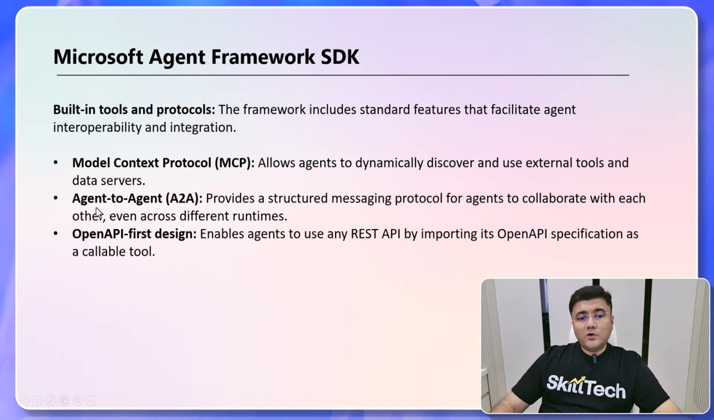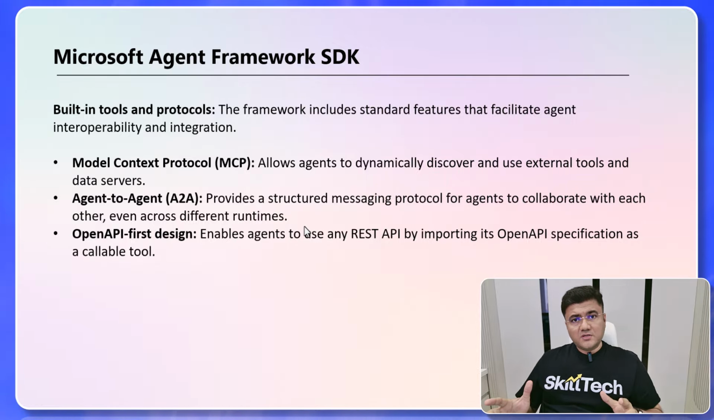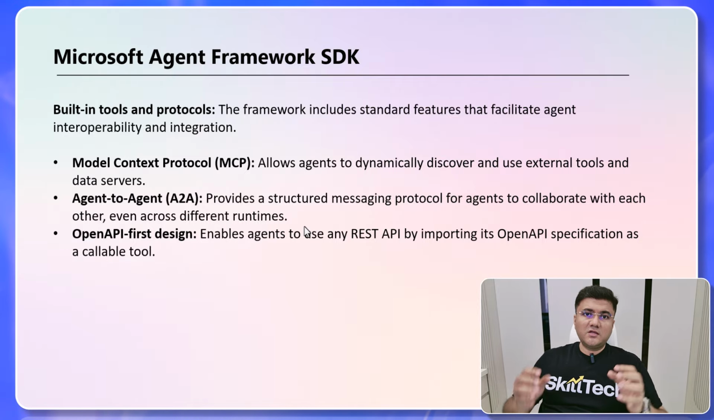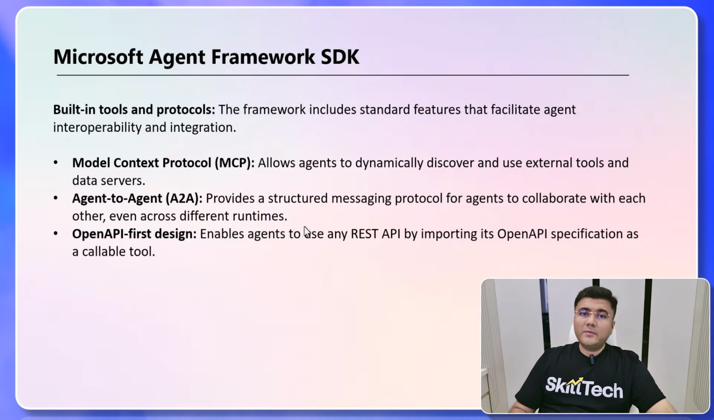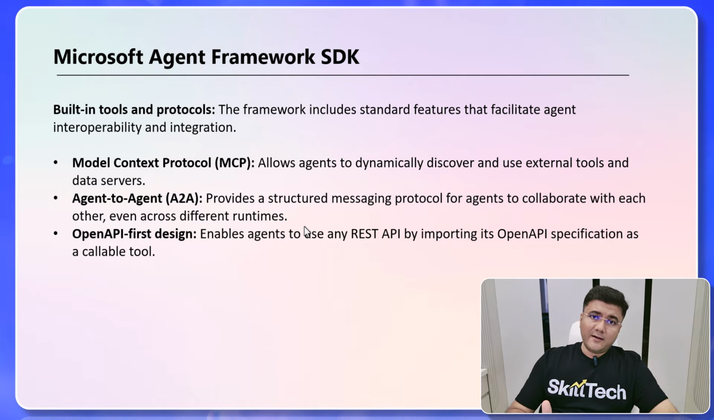You have something called agent to agent. This is basically a communication protocol. It provides a structured messaging protocol for agents to collaborate with each other and even across different runtimes. Think about this. You have multiple agents, but in order to complete a certain process, in order to organize those agents in a sequential or concurrent execution, you have to make sure how your agents are going to communicate and coordinate with each other. A2A, or agent to agent, provides an agent-to-agent communication mechanism.